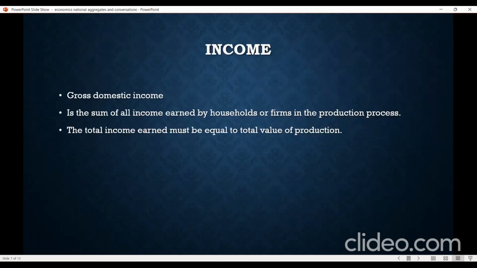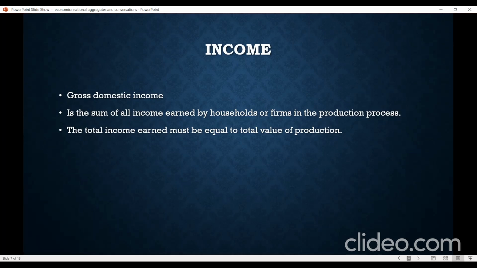On our income method, this is also known as the gross domestic income, right? Now, the gross domestic income is the sum of income earned by resident individuals or the firms in the production of goods and services, right? Now, you must note that the total income earned must be equal to the value of production. Why? Because every factor of production earns income when goods and services are produced.